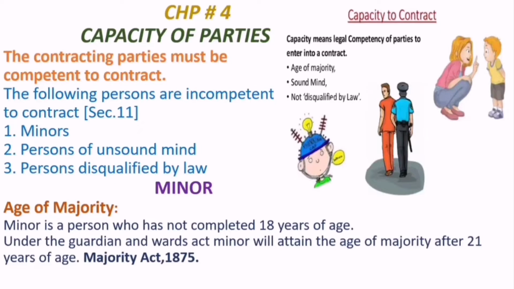Opposite to this, the following persons are incompetent to contract according to section 11. A person who is minor, means whose age is less than 18 years, and who is unsound, and a person who is disqualified by law. A very simple and short description about the minor. Minor is a person who has not completed 18 years of age, or you can say a person whose age is below the 18 years. Under the Guardian and Wards Act, minor will attain the age of majority after 21 years of age, according to the Majority Act 1875. So, minor and person of unsound mind and a disqualified person are not competent to enter into a valid contract. This is regarding the capacity of parties.